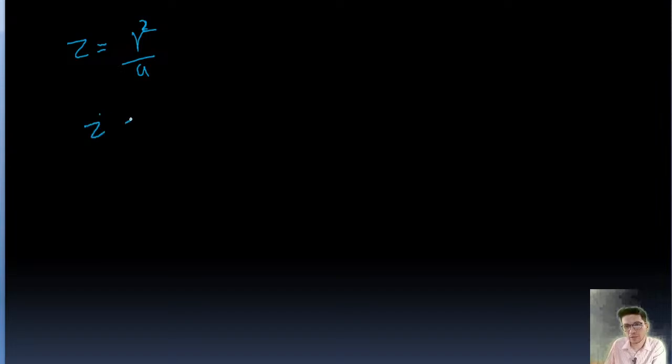So z dot, which means we are differentiating with respect to t, is going to be 2r r dot upon a.